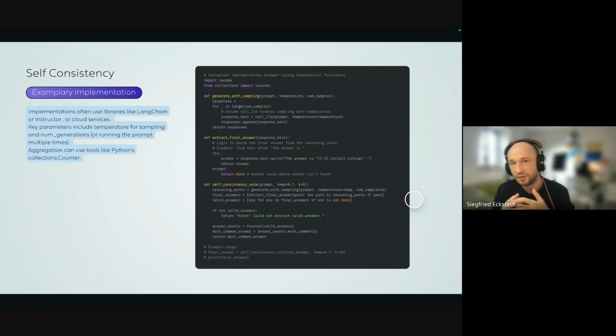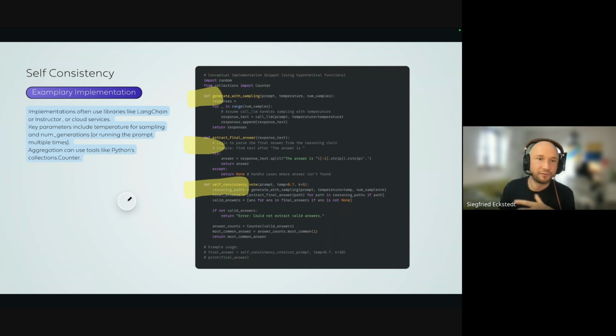This can actually be solved with code as well. So be it: generating the samples, extracting the answer, and doing a voting either by counting or confidence. I have an exemplary implementation of this here written in Python code. Please do your own implementation from the back of this. It just highlights how you can translate it into your own solutions quite neatly.